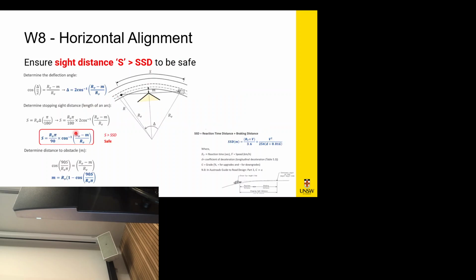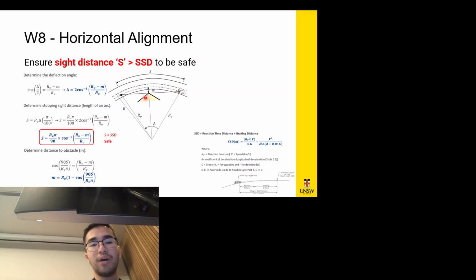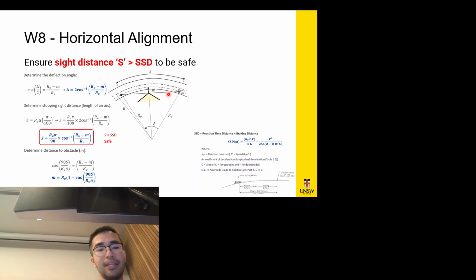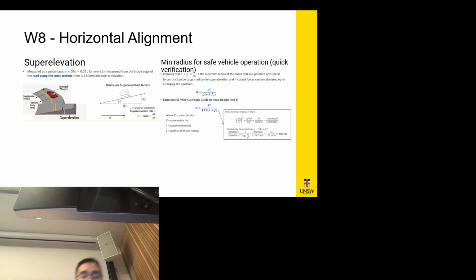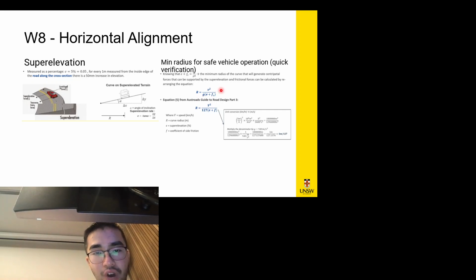So in terms of sight distance, what's the distance from where I am right now till I see the obstacle? And it's calculated by these formulas. In this case, for horizontal alignment. And then you need to consider vertical curves. You need to consider super elevations, so banked tracks. This is the minimum radius for, say, vehicle operation, right?